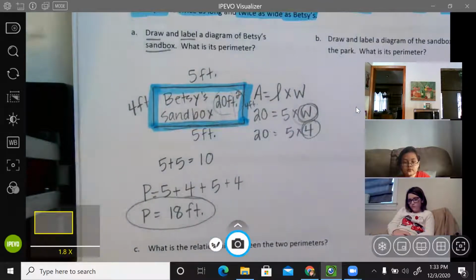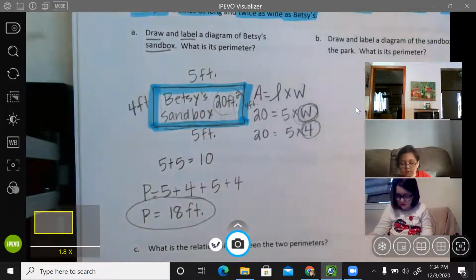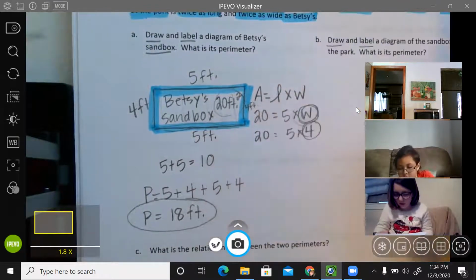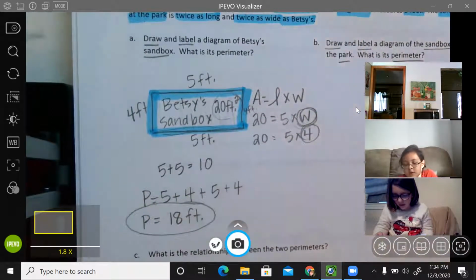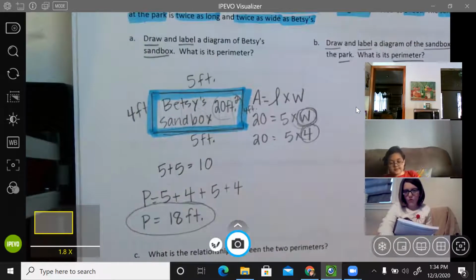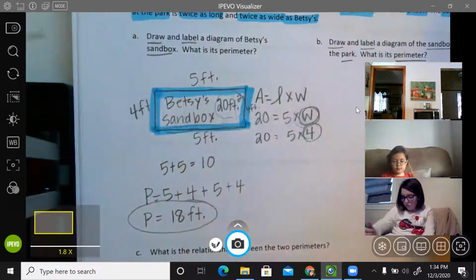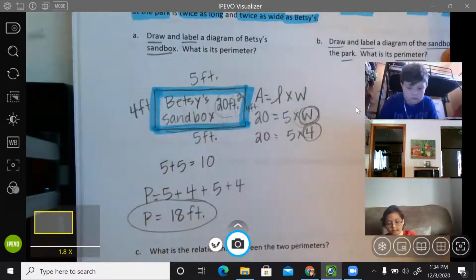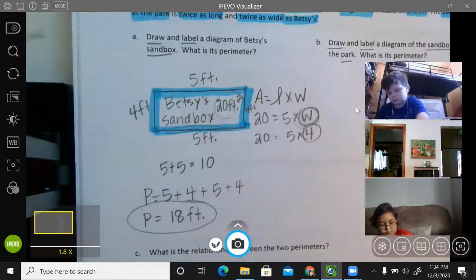Okay, now we're going to move on to letter B. Carissa, go ahead and read B. Draw and label a diagram of the sandbox at the park. What is its perimeter? Okay, so now we're going to draw. We had Betsy's sandbox. Now we need a park sandbox. There's our park sandbox.